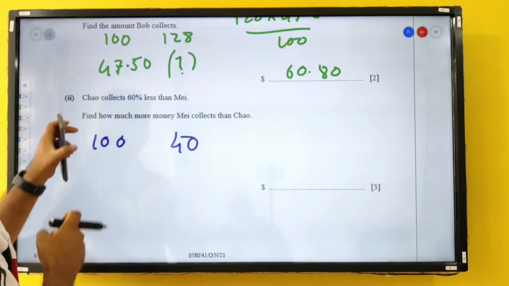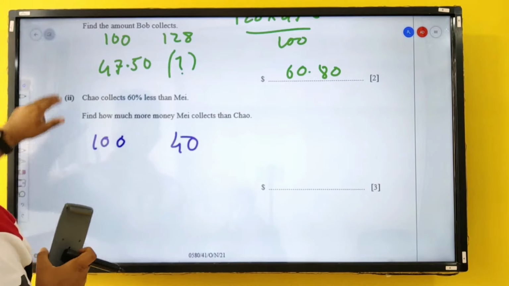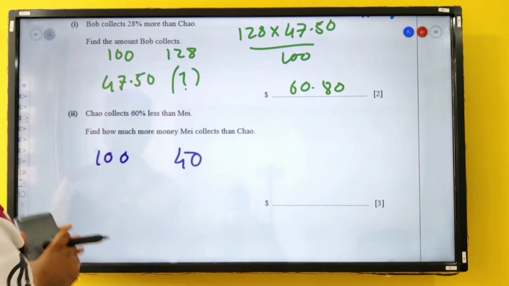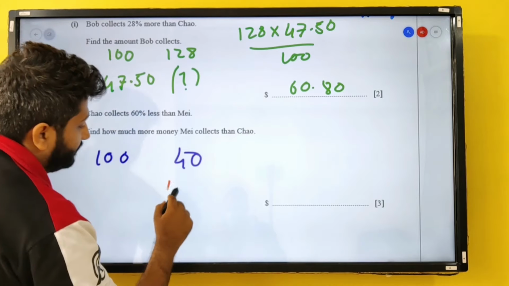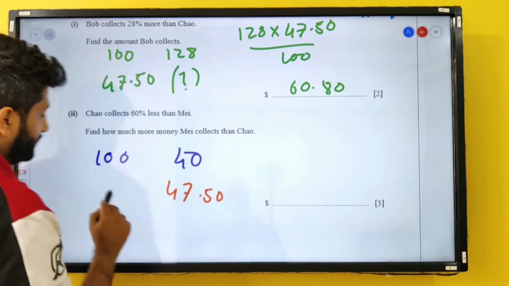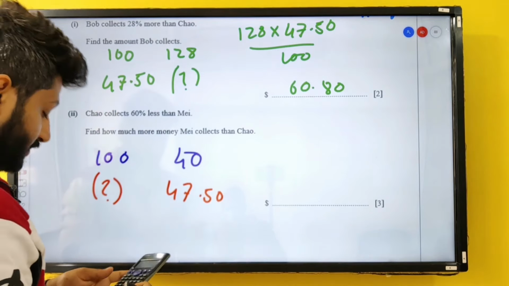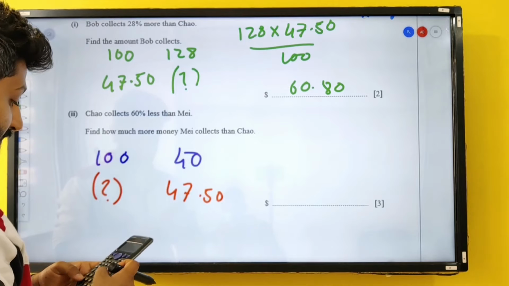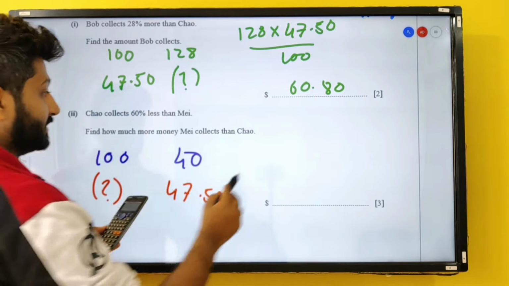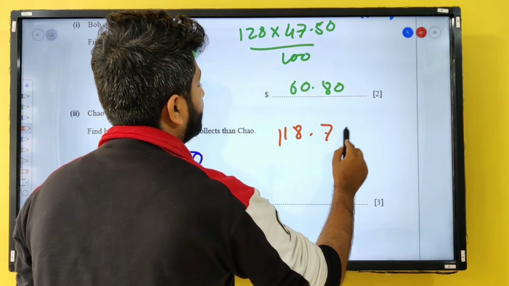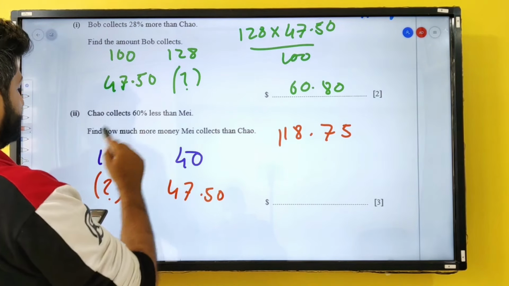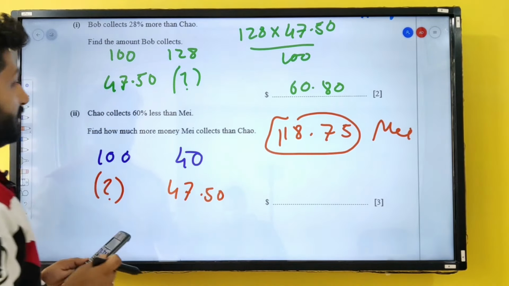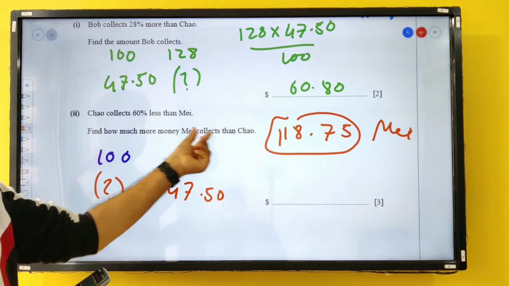And in reality Chow collects 47.50. Then the amount collected by Mai is going to be 47.50 into 100 divided by 40. The amount is 118.75. This is the amount which Mai is collecting. Now we are supposed to find out how much more money Mai collects than Chow.